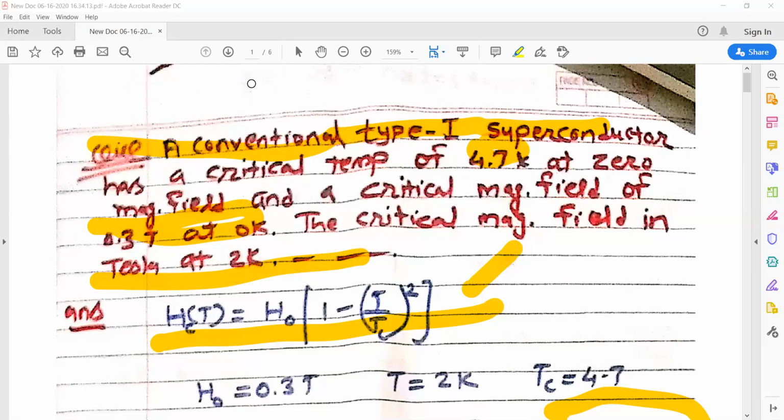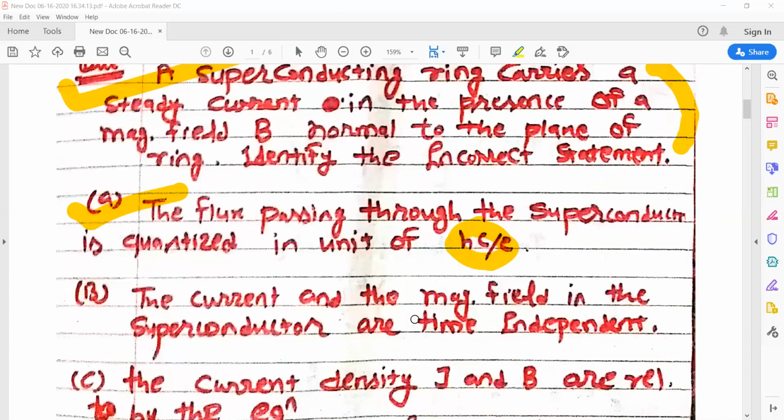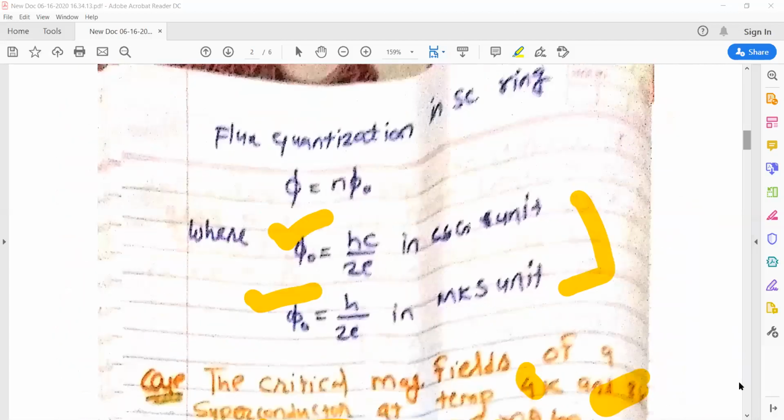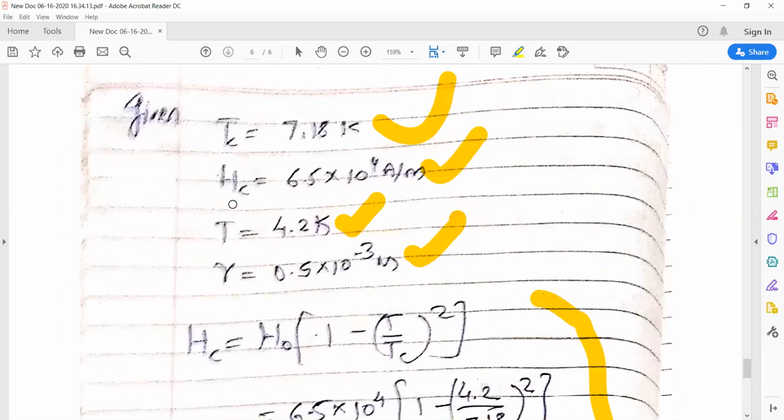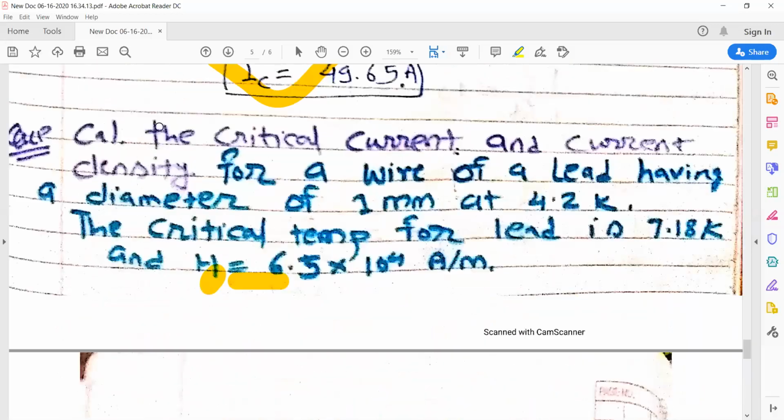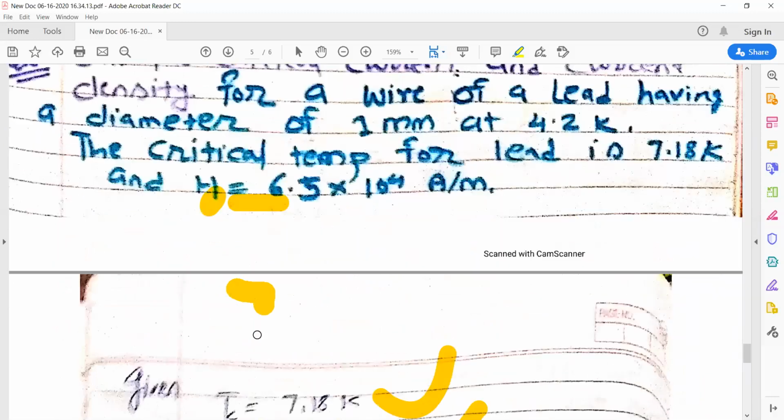Okay, I will repeat again. The last question I am repeating. Just see what they asked in the question: calculate the critical current and current density JC. They are asking about the IC and JC.